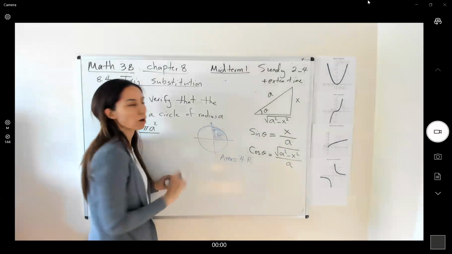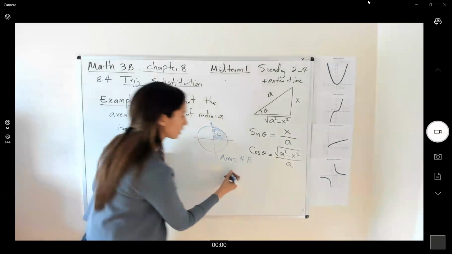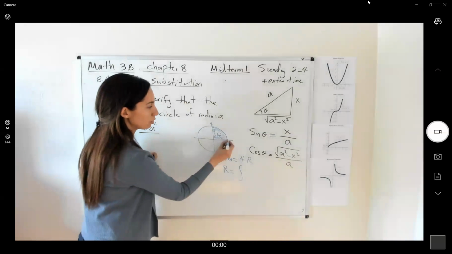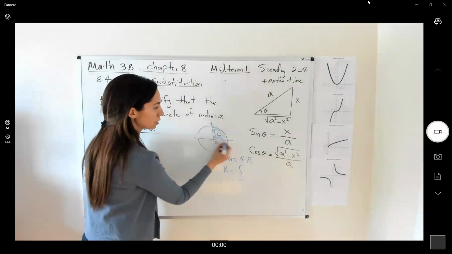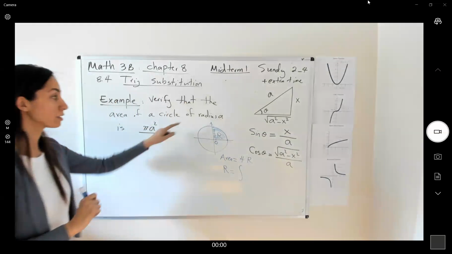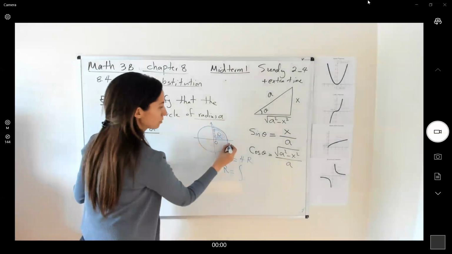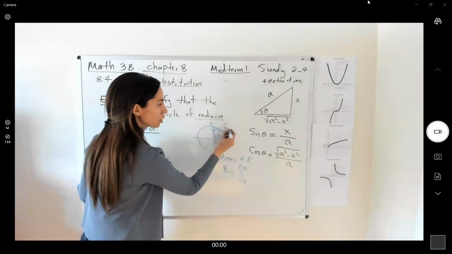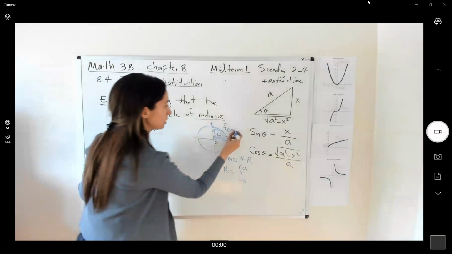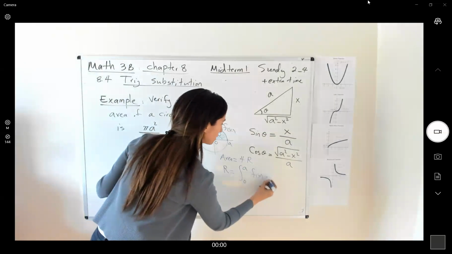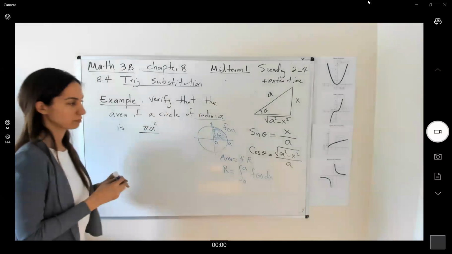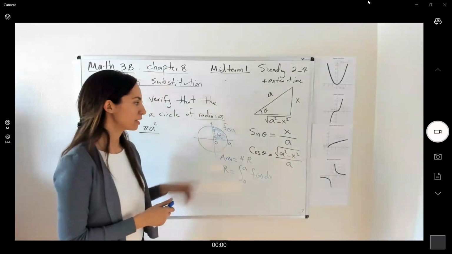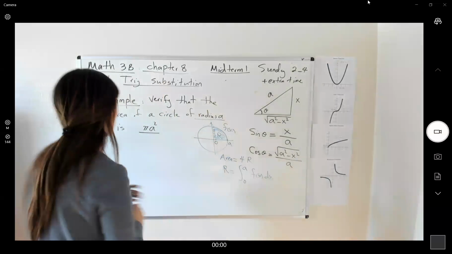Okay, but what is this R? What is this area? R is equal to the integral from 0 to a, since the radius is equal to a, of the function. What is this function? f of x dx. How do you find this function?